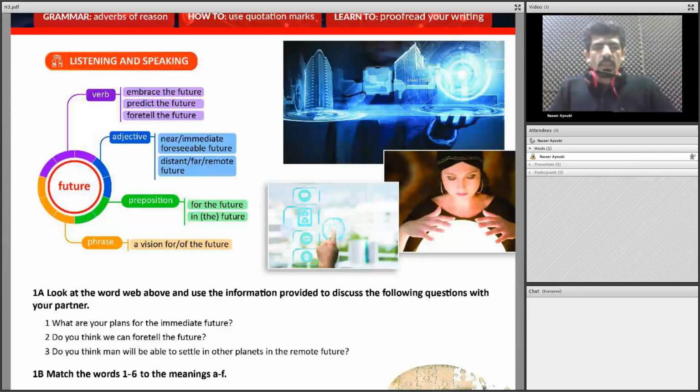All right. So next part includes the adjectives, just the opposite of the previous group. Distant, far, remote future. Distant future, far future, remote future means a long time from now. For example, many of our decisions set off extensive long-run chain reactions which make the distant future difficult to predict.